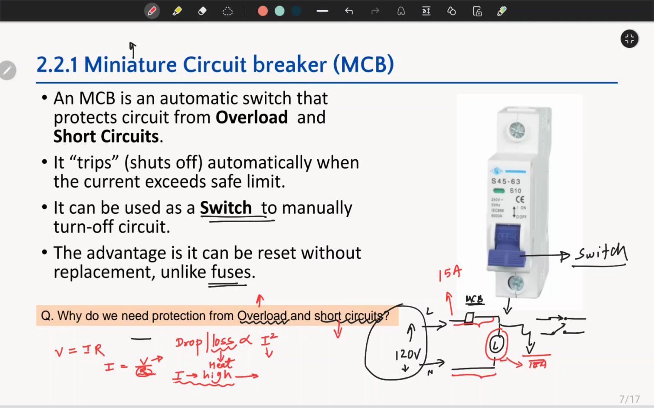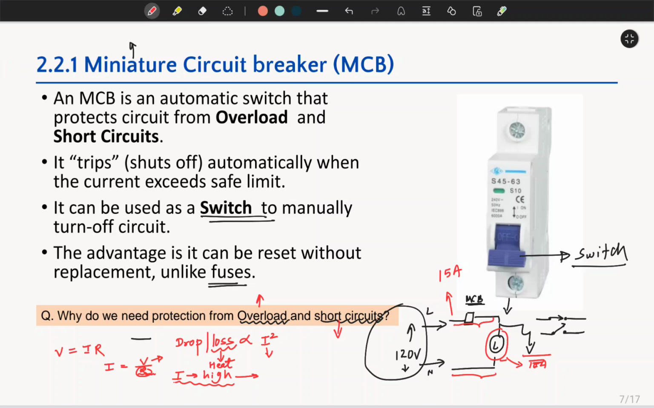Because every equipment is designed for a particular current rating. If a high current is drawn, it will damage the internal parts. So this is why my circuit, equipment or system needs to be protected from overload and short circuit. And this is where the MCBs work.